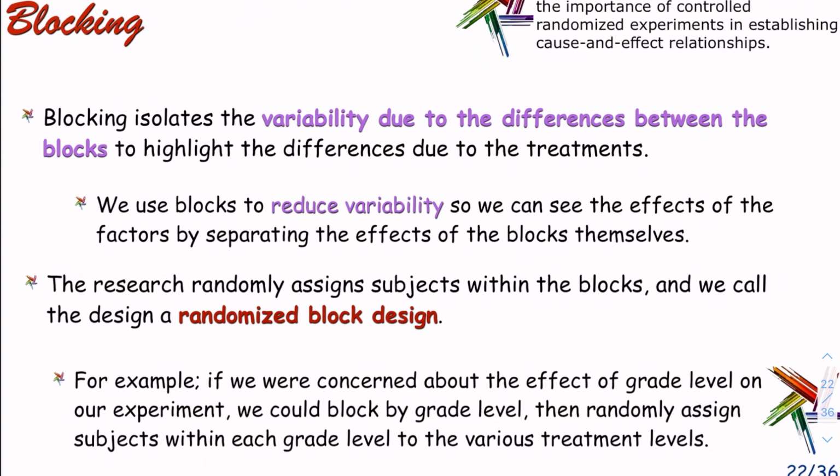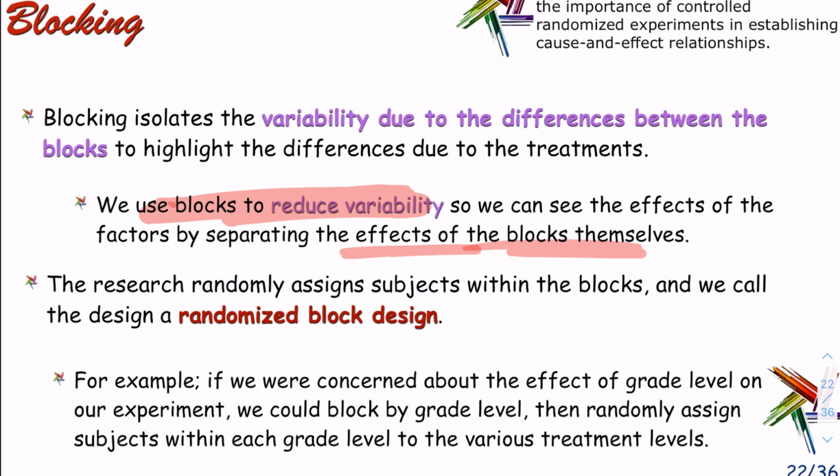Blocking isolates the variability due to the difference between the blocks to highlight the differences due to the treatments. So if we go into these different blocks, now we can just measure the effects of the treatments on these differing groups. We use blocks, again, to reduce variability. We can see the effects of the factors by separating the effects of the blocks themselves. By blocking, now we can just look at the factors in each of the disparate groups to see if this has a true impact.